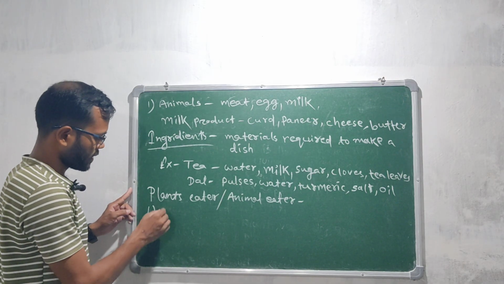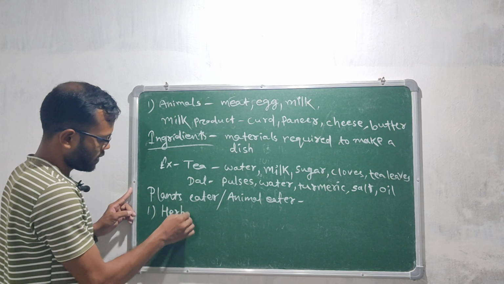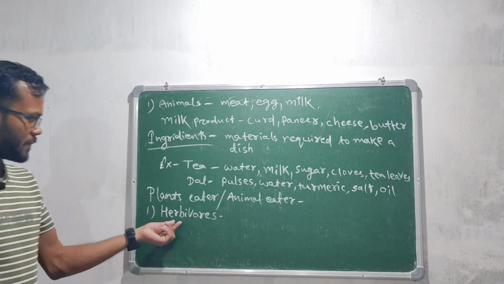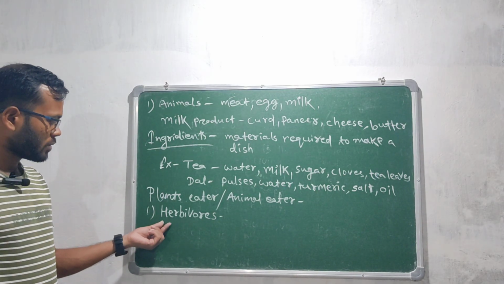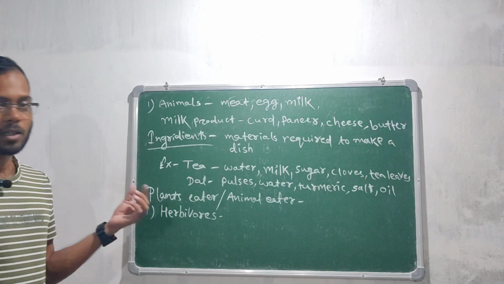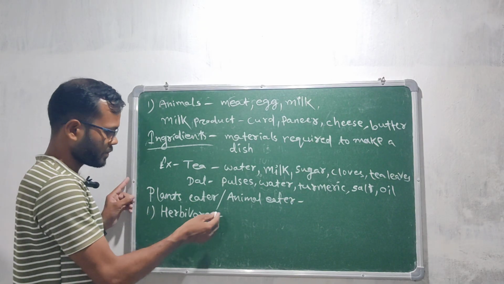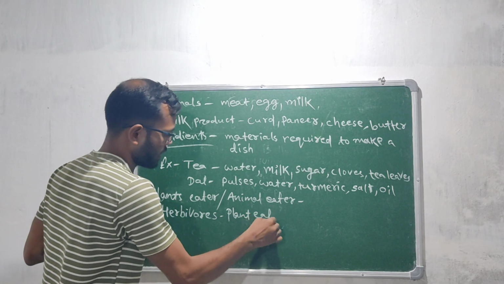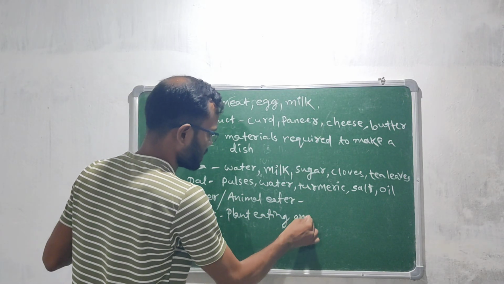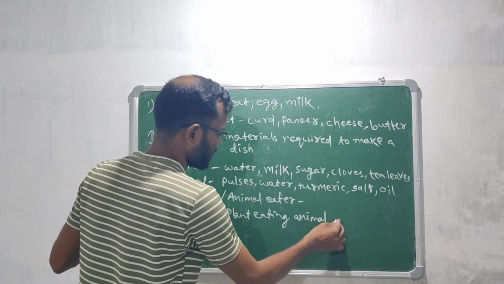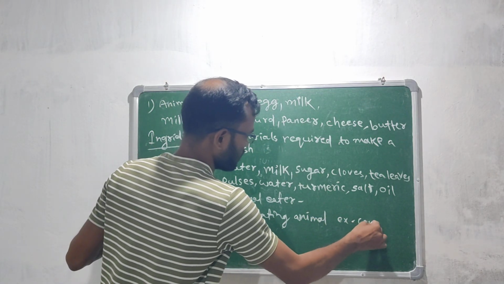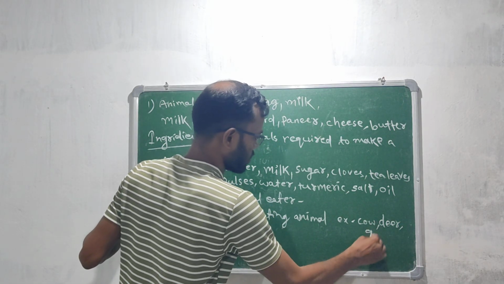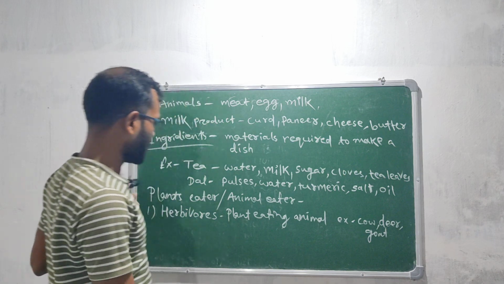First one is herbivores. Okay, you all get to know from the meaning of herbs what herbivores means. Herbivores means plant eating animal. Plant eating animal. What can be the example? Examples like the cow, deer, rabbit, goat. These are the plant eating animals.